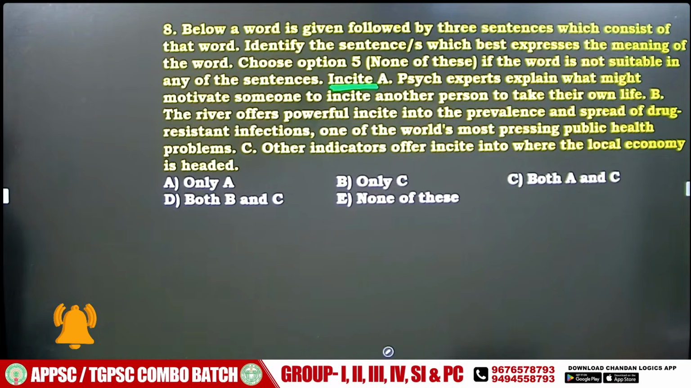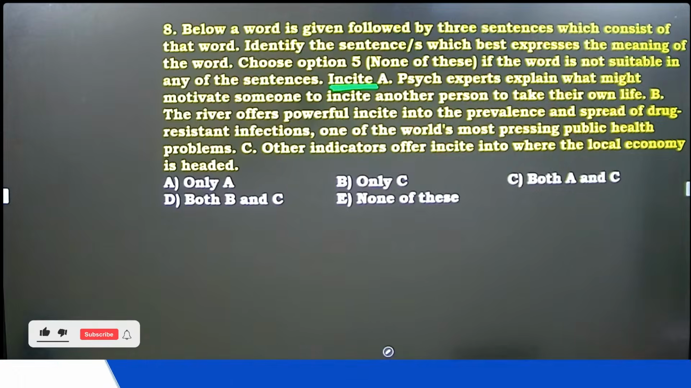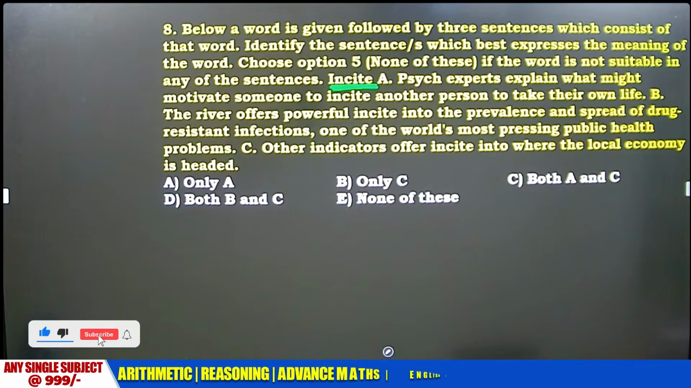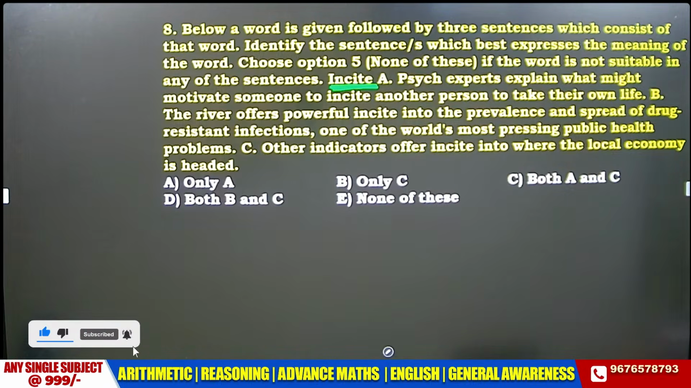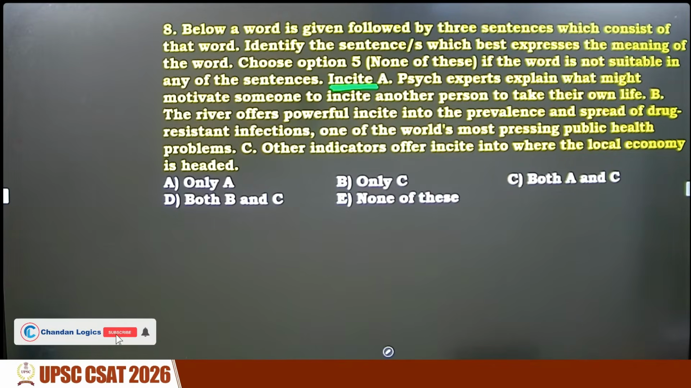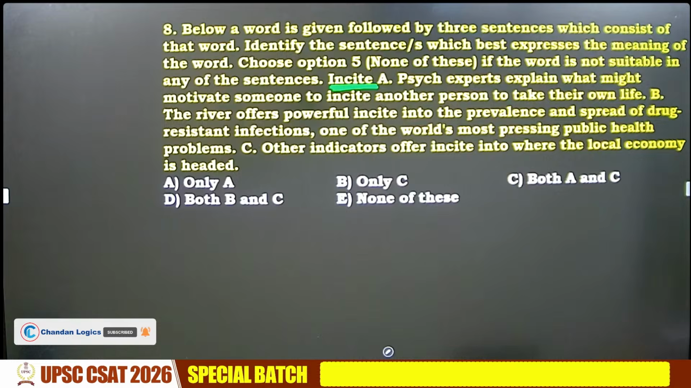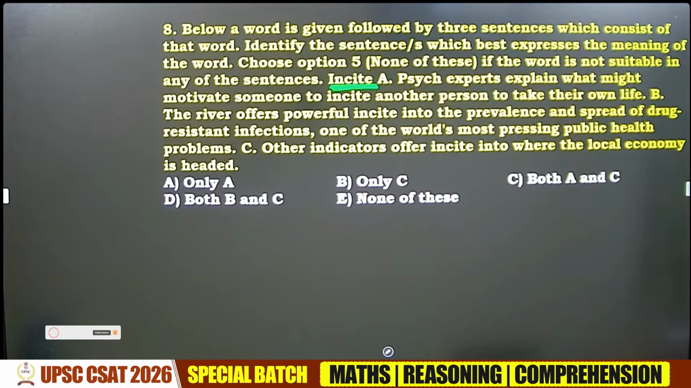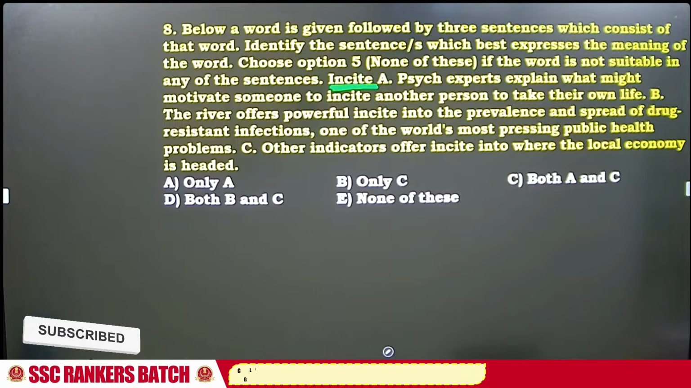Incite is a very simple question, dear. Seriously, it is a very easy question. To be honest, everybody knows the meaning of incite, right? Incite is encourage, motivate, sometimes provoke.